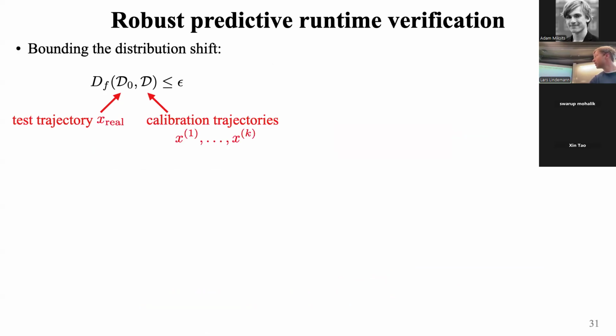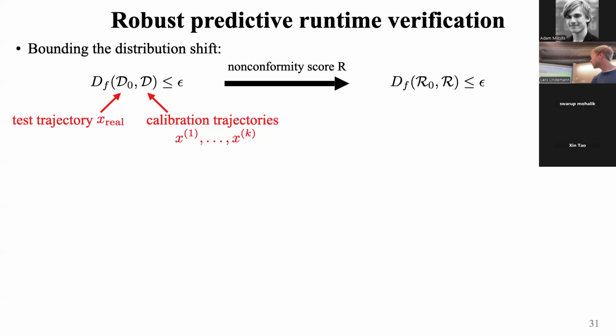We assume here that our test trajectory has a distribution of calligraphic D0. Our calibration trajectories have a distribution of calligraphic D. So what we compute or obtain offline follows this distribution, calligraphic D, and what we observe online follows D0. And we assume that these are epsilon close in some f-divergence. Now, importantly, if we apply a nonconformity score to these trajectories, it holds that the induced distribution of the nonconformity scores is also bounded by epsilon.